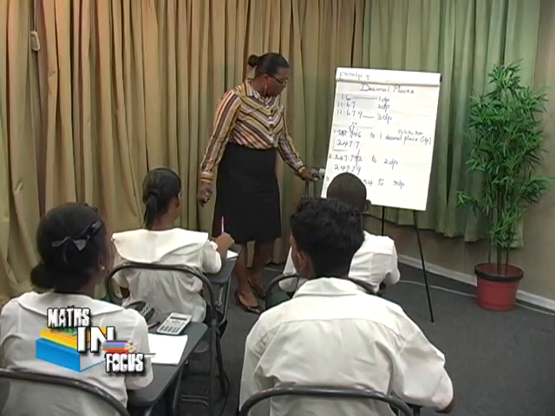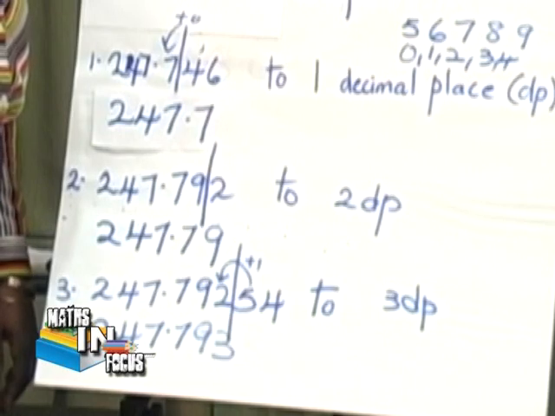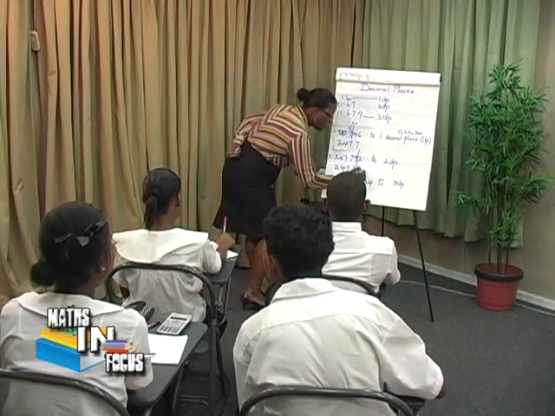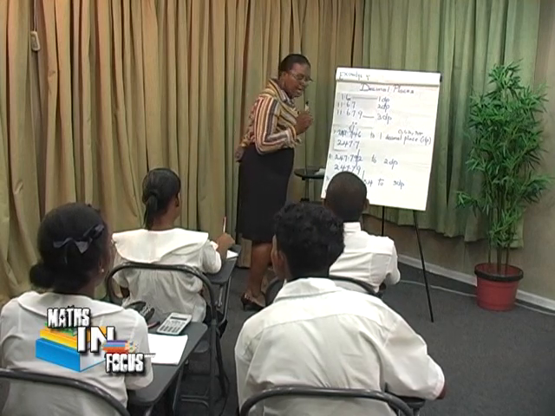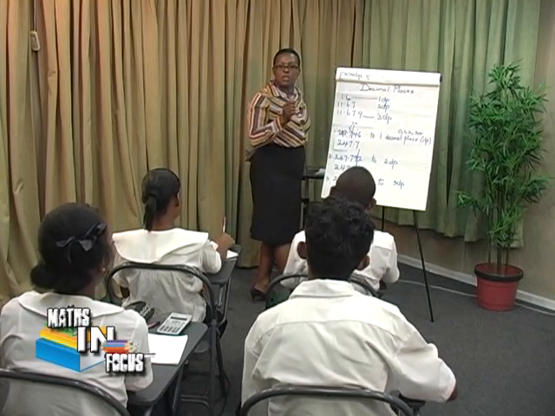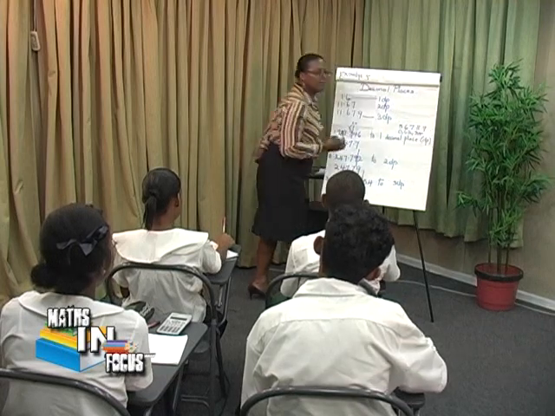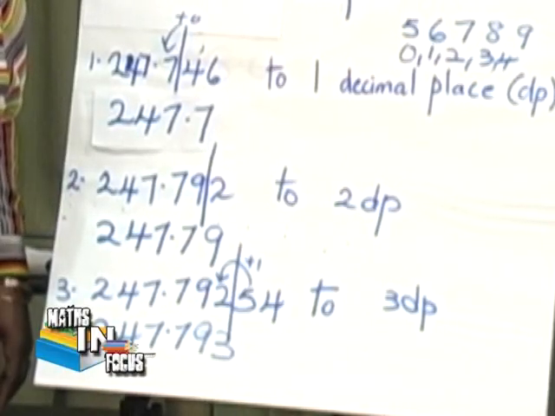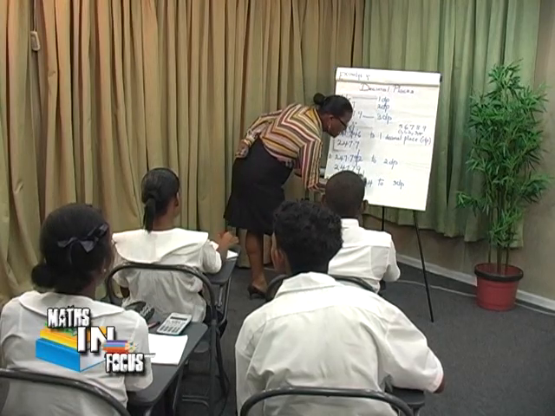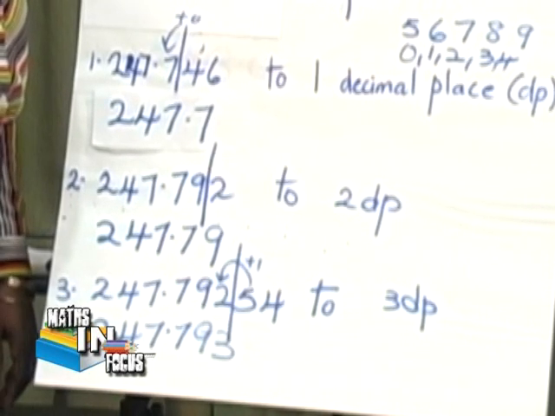Now in the third one, we have 247.79254, and we want to take it to 3dp. 1, 2, 3. We draw a line. Now if you notice, after the line, there's a 5. Do you notice the 5 in this category? No. The 5 belongs to another category. So here we would have 5, 6, 7, 8, and 9. And if the number after the line falls into this category, we add 1 to the number in front of the line. So if we add 1 to 2, the 2 becomes a 3. So our answer is 247.793.